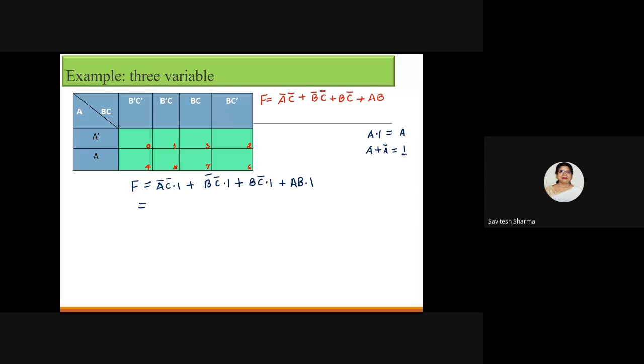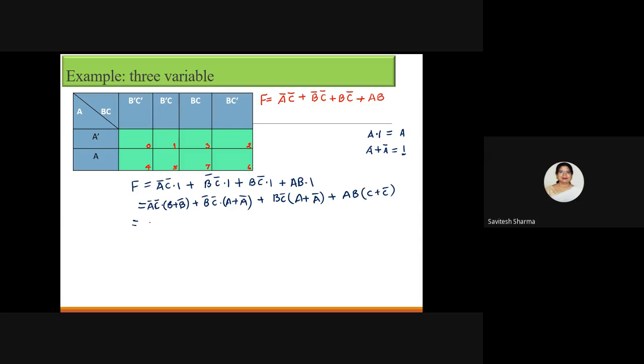So I will replace this 1 with the missing variable. In this case, B is missing, so you will write B plus B complement. In this expression A is missing, so you will write A plus A complement. In this expression again A is missing, so A plus A complement. Next expression, C is missing, so C plus C complement. You know why I am writing this: any variable ORed with its complement will always give 1. That property I am using here to expand it.